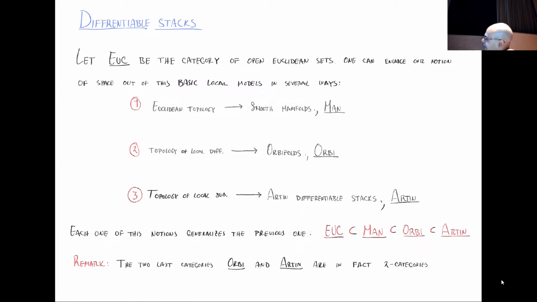a stack are endowed with an automorphism group. So in some sense, each point of a stack comes equipped with a sort of internal symmetry. Okay.